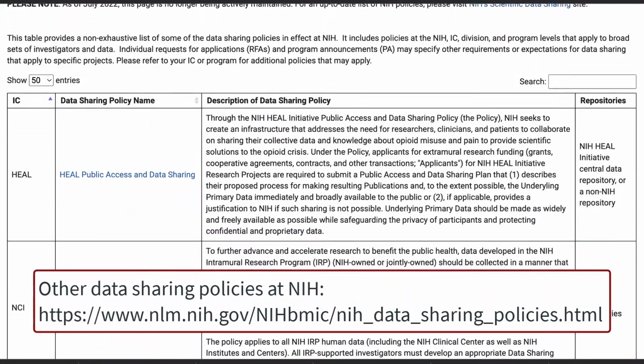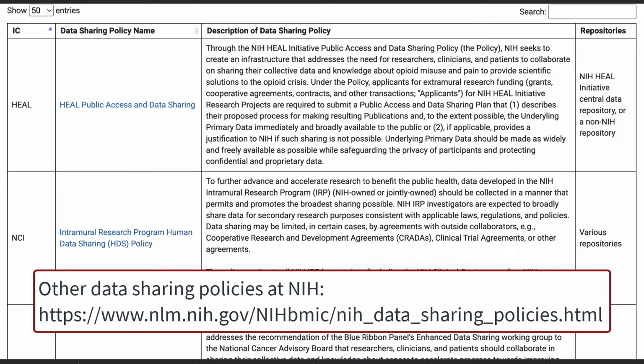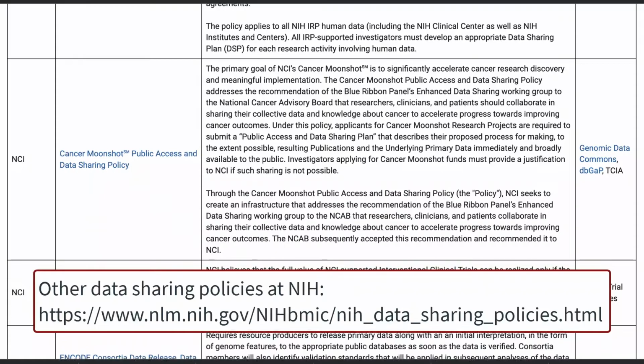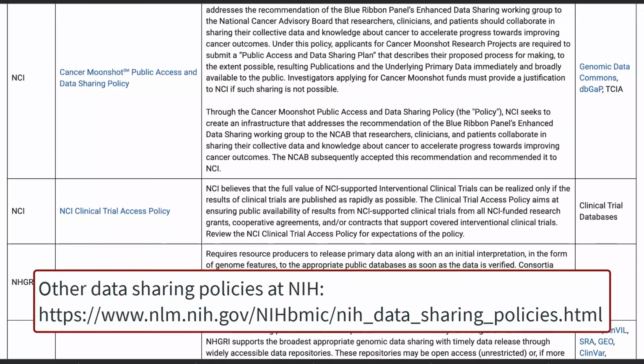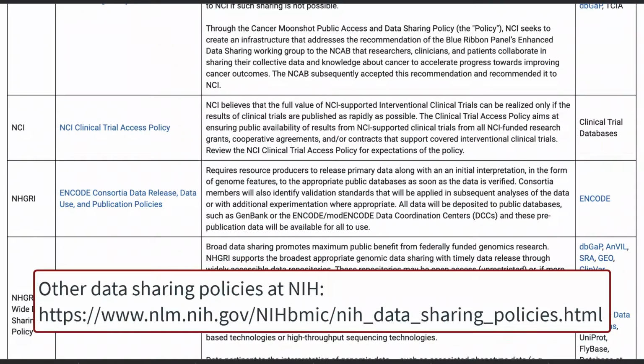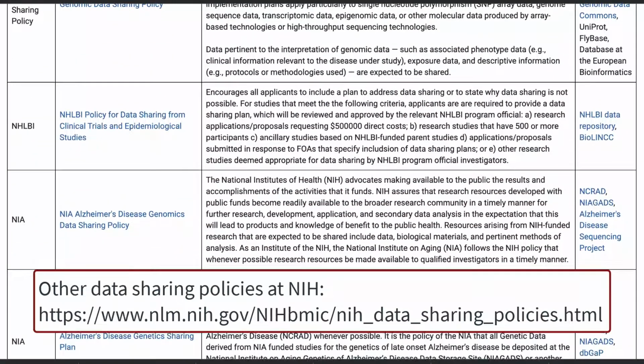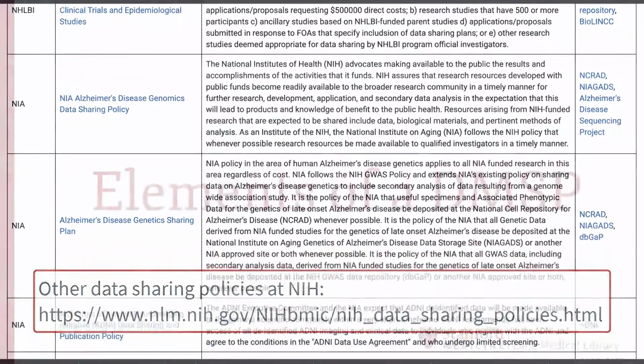Depending on the funding institute, center, or office, there may also be specific expectations that apply and should be reflected in the plan. This policy is designed to complement other data-related policies at NIH, such as those of individual institutes, centers, or those set out by specific calls for proposals.